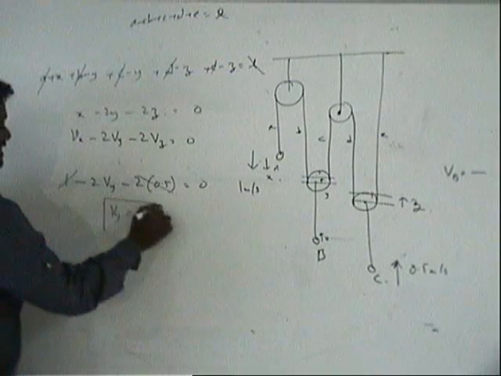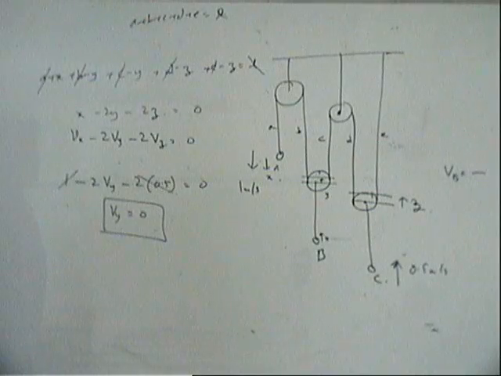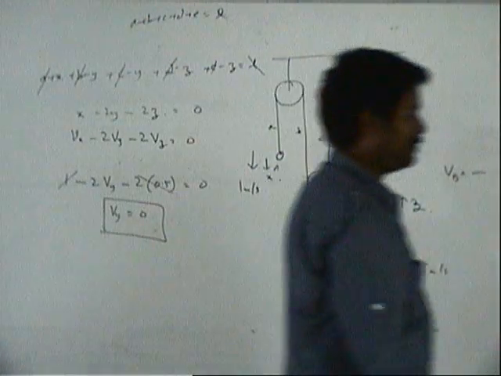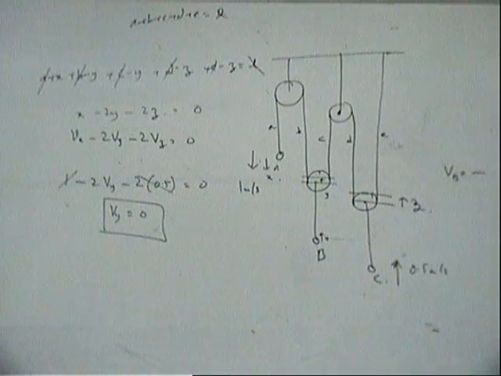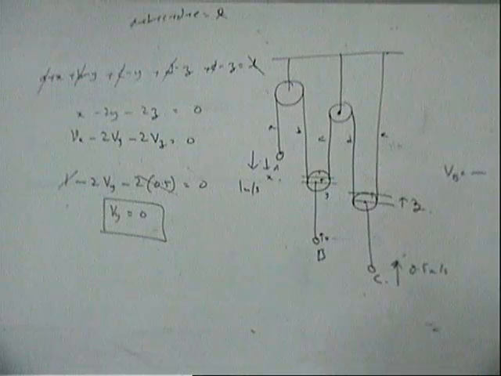In other words, at that instant, the block is at instantaneous rest. Very important point. So here in this problem, what we come to know is the constraint equation. The string length cannot change at any moment.